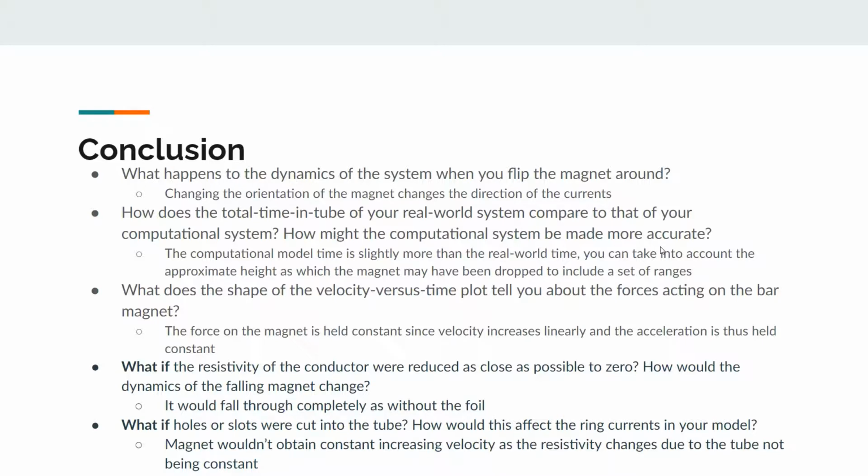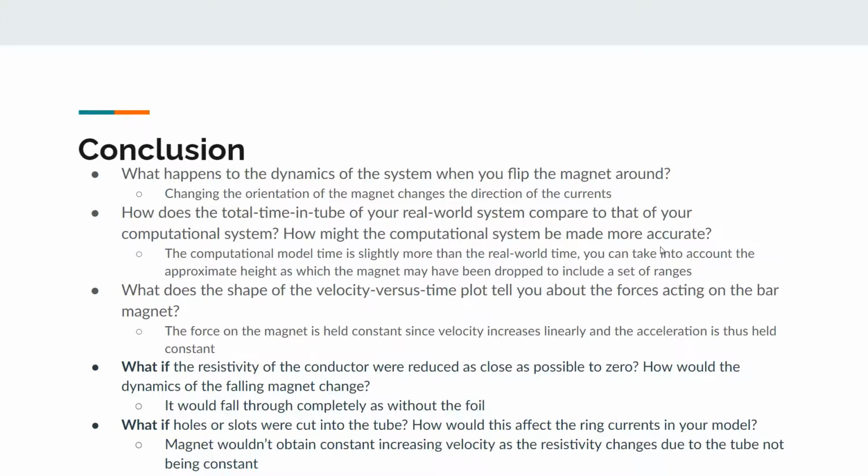The computational model time is slightly more than my real-world time. In order to take into account the actual difference, we can list out the approximate height at which the magnet may have been dropped to include a set of ranges, as this might not have been held constant in the actual real-world experimental model. The shape of the velocity versus time graph tells us that the force on the magnet is held constant, since velocity increases linearly, and as acceleration is the change in velocity, we can see that since this specific value is held constant, acceleration is also held constant, which when multiplied by the mass will give us the force on the magnet that is constant as well.